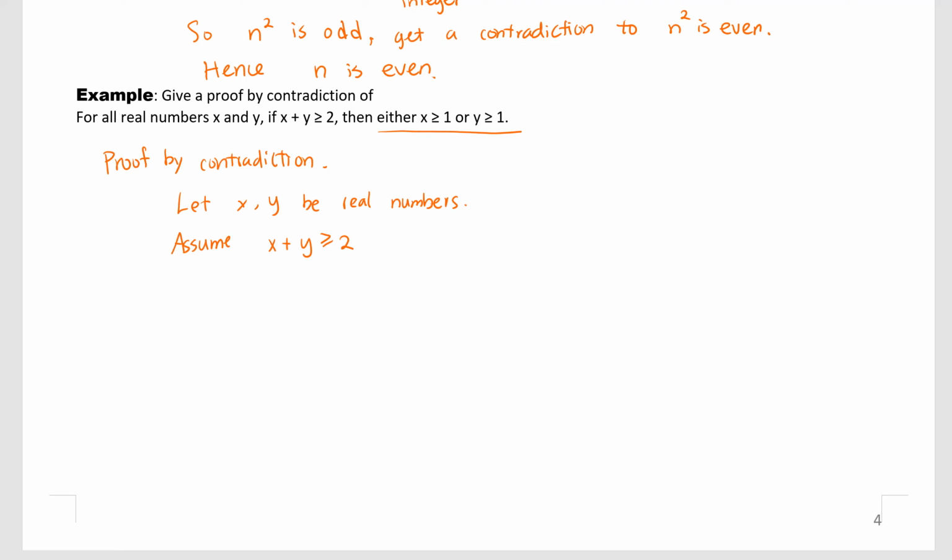Let's say this is R or S. Let R be the proposition x greater or equal to 1, S be the proposition y greater or equal to 1, then what is not (R or S)? This is not R and not S, which means x is not greater or equal to 1, so x is less than 1, and y is less than 1. Okay, this is what we assume.